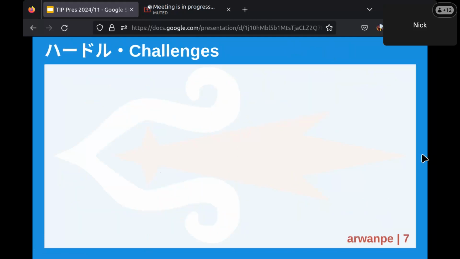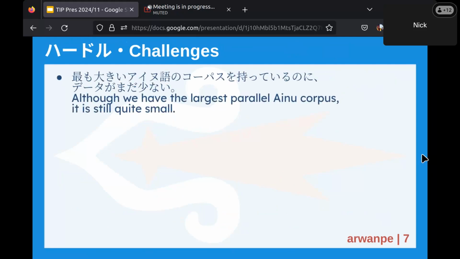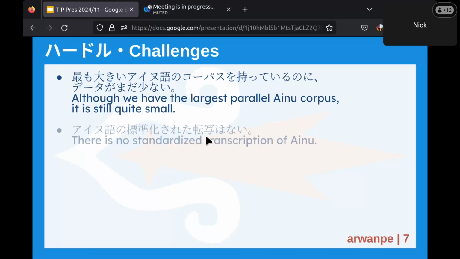So I mentioned that there are a lot of challenges. And the first of which is that although we have the largest parallel Ainu corpus in the TIP lab, it is still quite small at 410,000 tokens. And although I don't mention it in this slide, a significant number of those entries are just word lists, dictionary headwords, which means that they don't encode grammatical information, but rather meaning only. So there is a large hurdle to cross in creating the translation model for Ainu that will improve on what we currently have, at least for translation into Japanese.